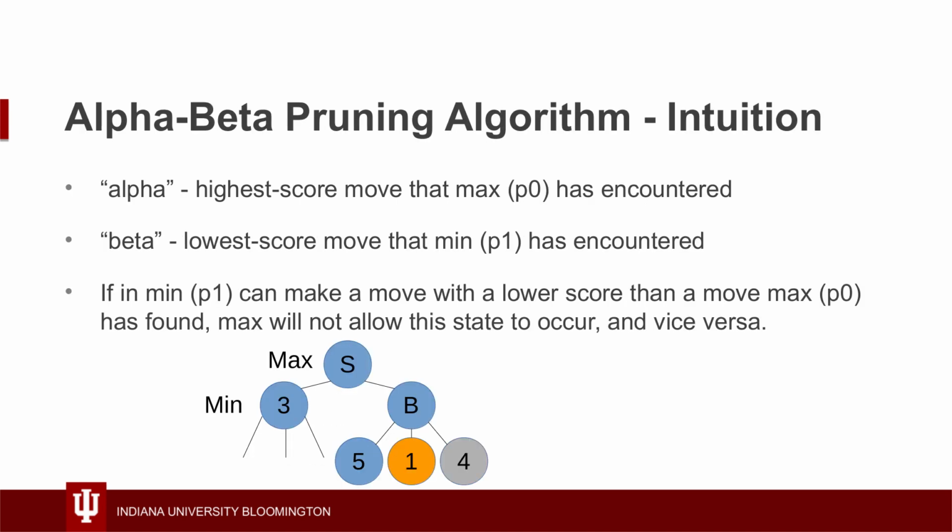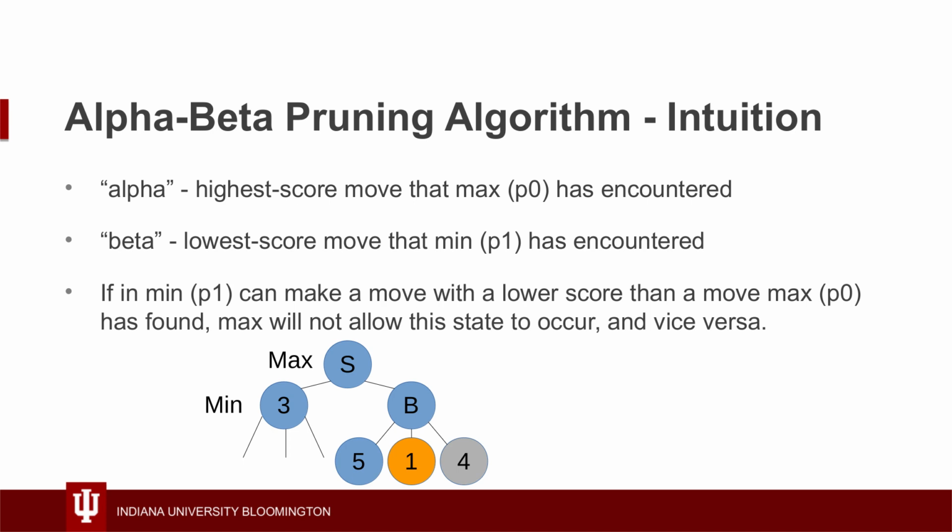Alpha-beta pruning can be quite tricky, but I've done my best to explain it as clearly as I can. Alpha is a variable that keeps track of the highest score move that player 0, max, has encountered, and beta is a variable that keeps track of the lowest score move that player 1, min, has encountered. For example, after evaluating the move to the left, max knows that they have a path that results in a score of 3, and we store that as our alpha value.